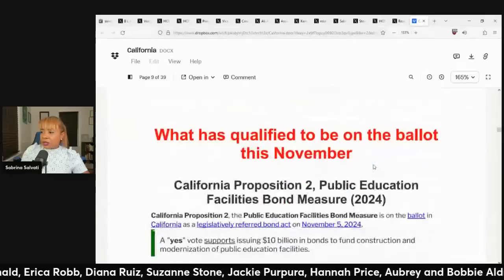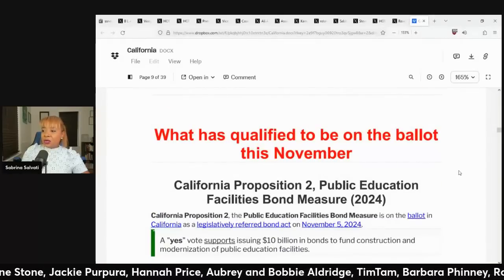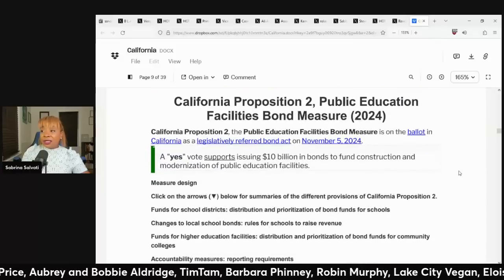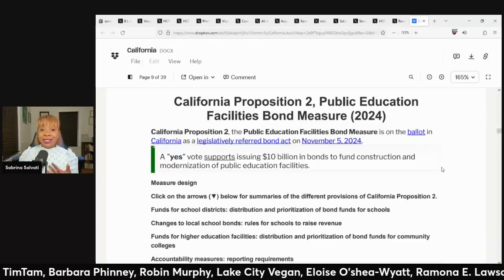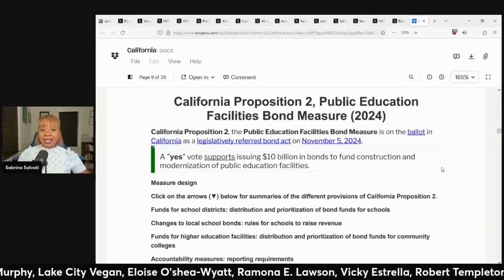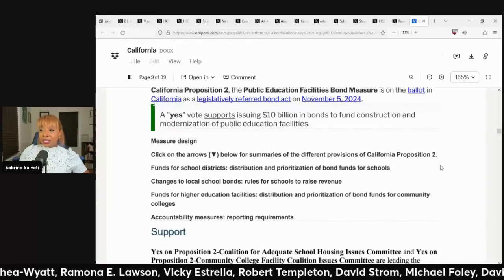I don't know why that one is so long. Here we go. What has qualified to be on the ballot this November? Proposition 2, Public Education Facilities Bond Measure. A yes vote supports issuing $10 billion in bonds to fund construction and modernization of public education facilities. Here's the measure design here.